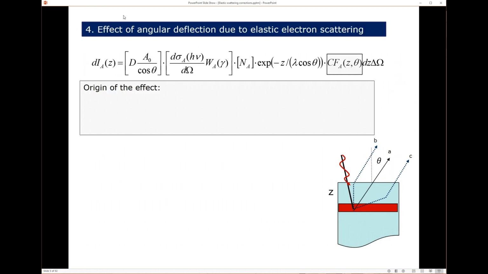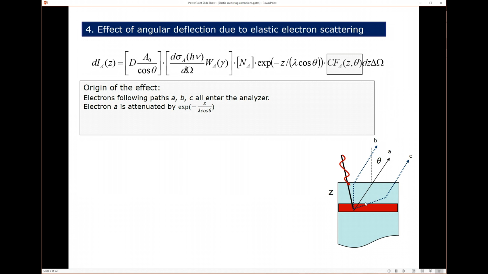And then there's the angular deflection of electrons due to elastic electron scattering. Now this can be described conveniently by a simple factor that you put on the expression, where you make an analysis which neglects elastic electron scattering, and then this corrects for the elastic scattering effects.